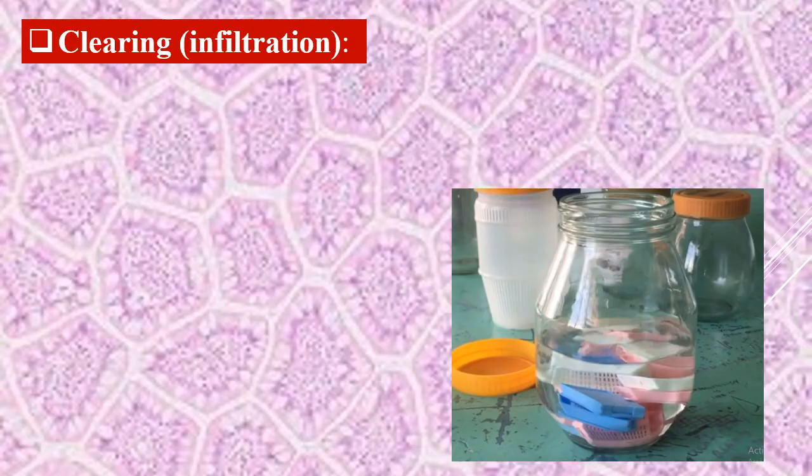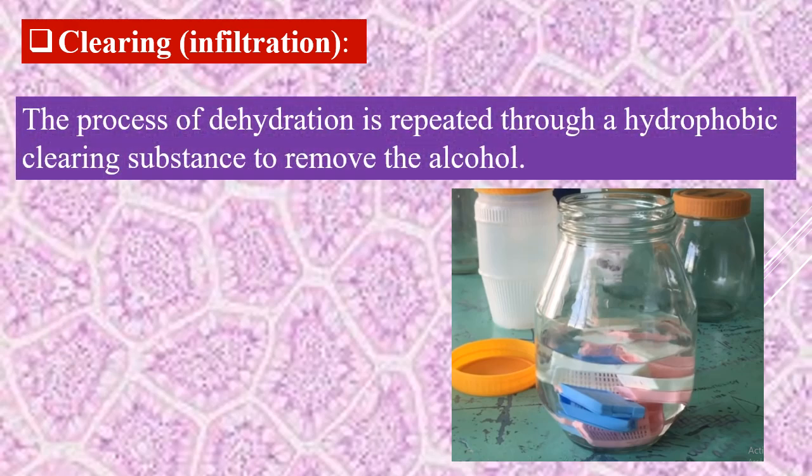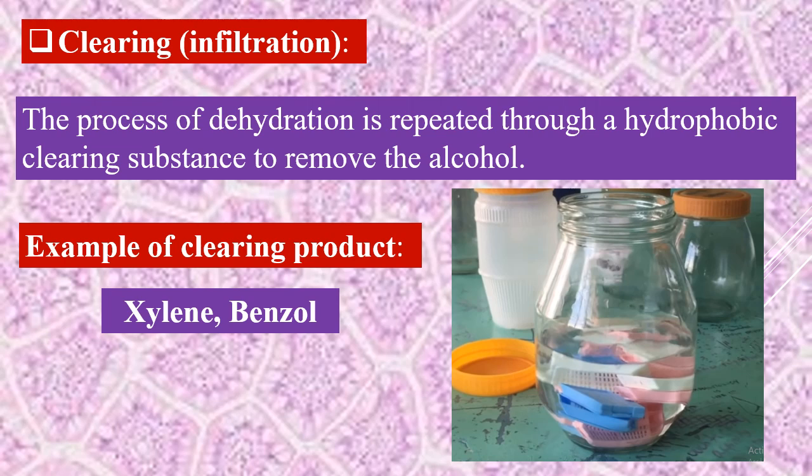Clearing is a step that comes with the dehydration, and it's also called infiltration. The process of dehydration is repeated and is continued through a hydrophobic clearing substance, and that is to remove the alcohol previously used. Okay, so here we have some examples of clearing products. We can use xylene, benzol.